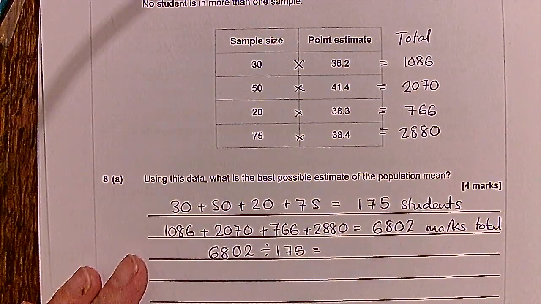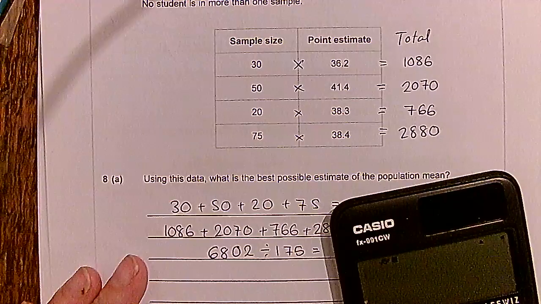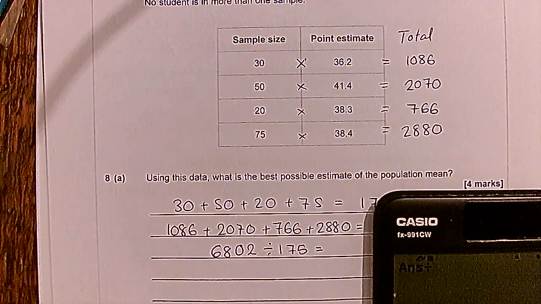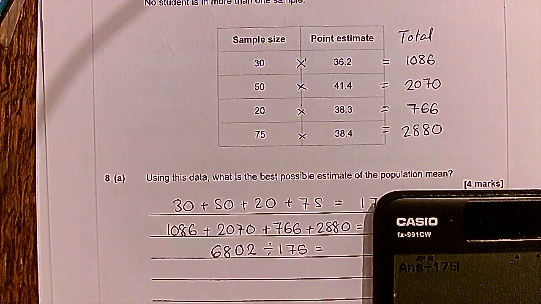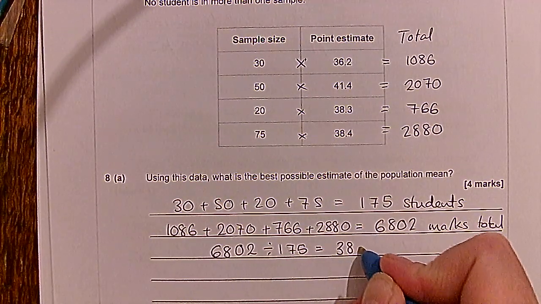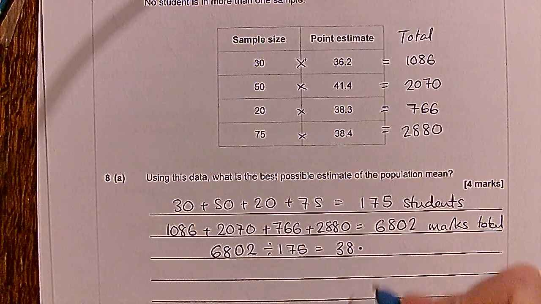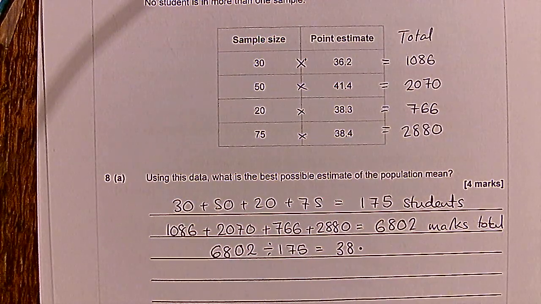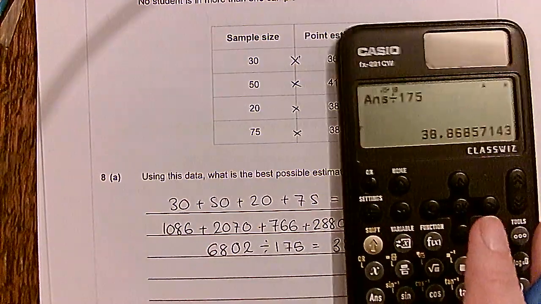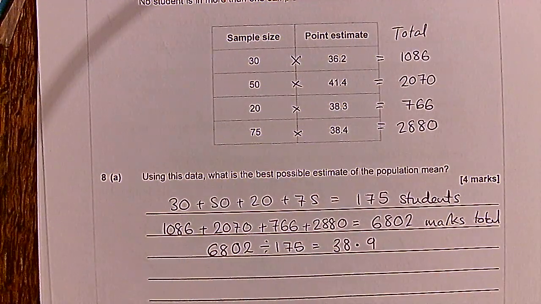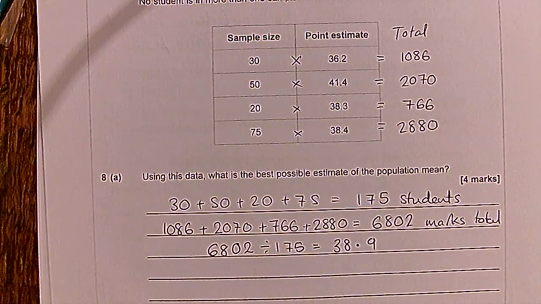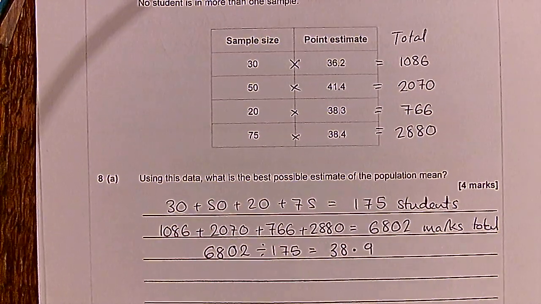So all of those marks divided by all of those students. I'm still going to round to one decimal place. So I've got this, but I'm going to round to one decimal place and say 38.9 will be my answer for the sample. Okay.